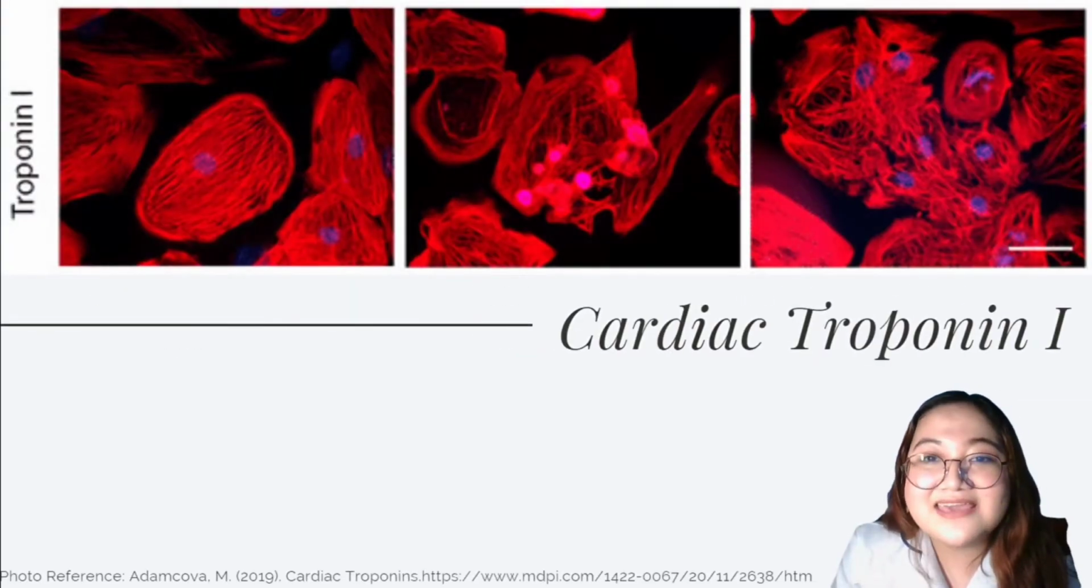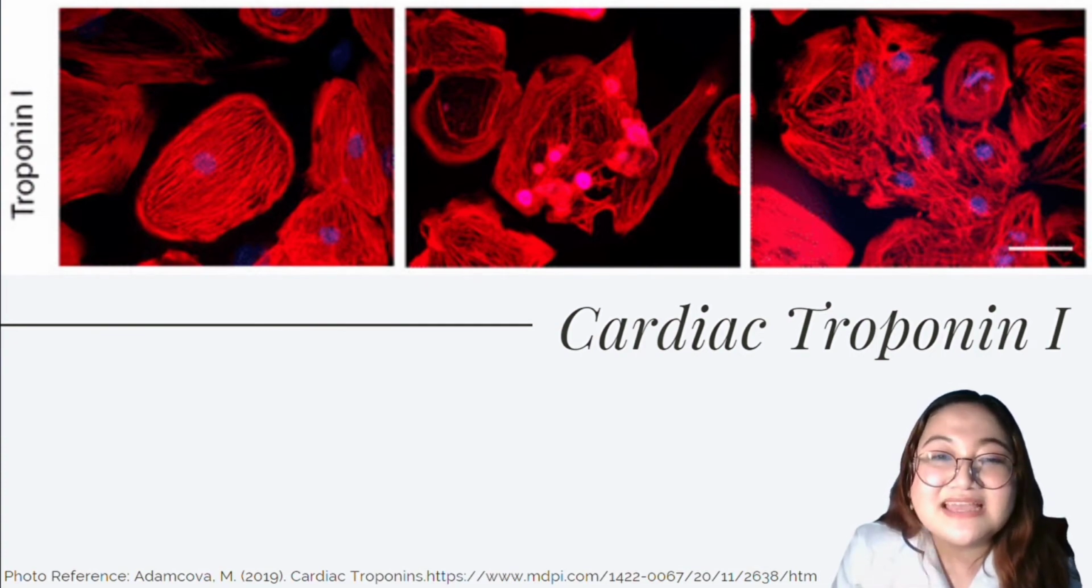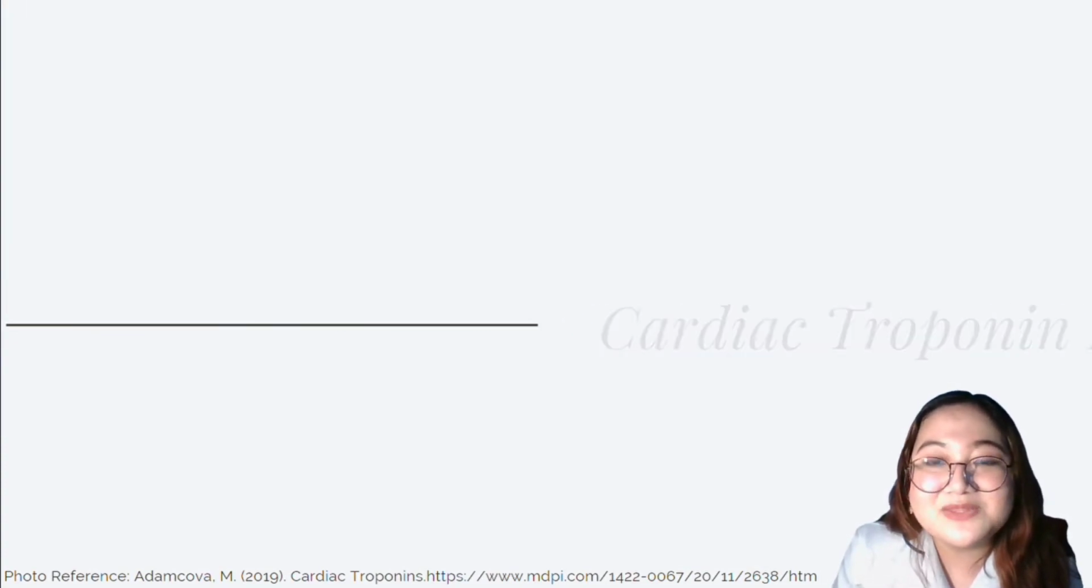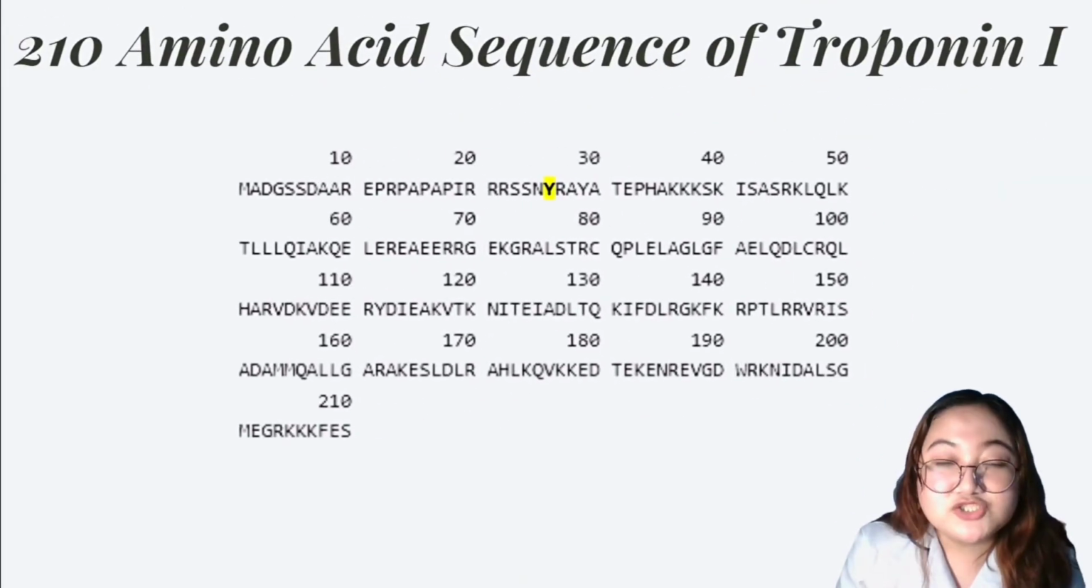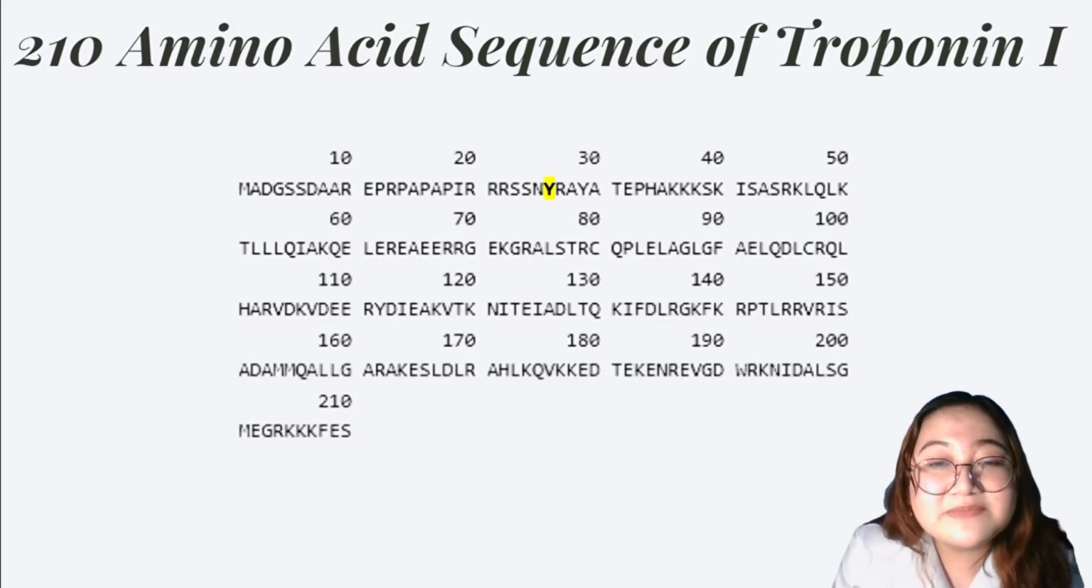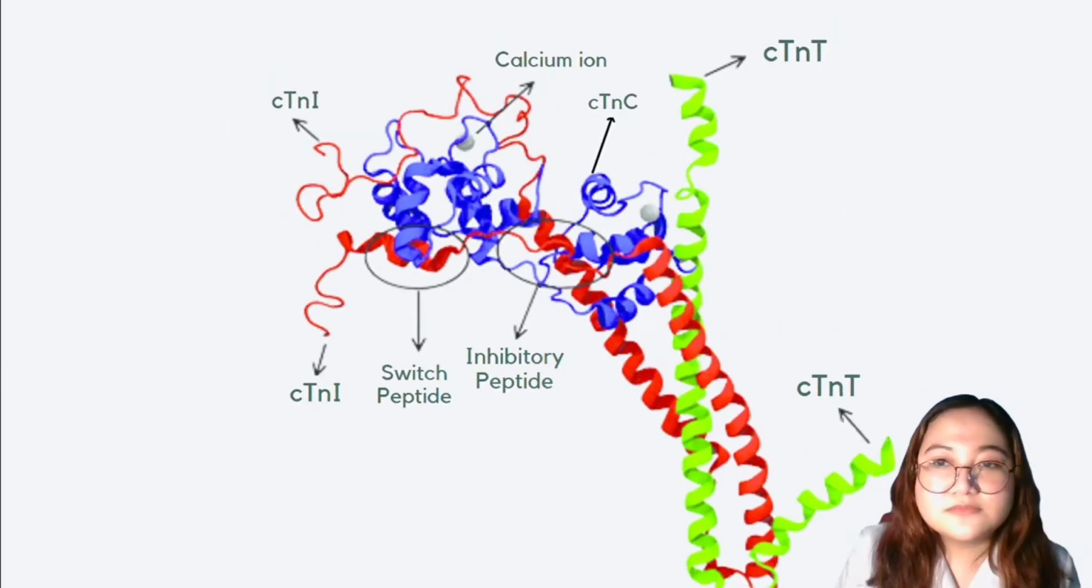Cardiac troponin I is a muscle protein with a molecular weight of 24 kilodaltons and consists of 210 amino acid sequences. Troponin I differs from other troponins due to its N-terminal extension of position 26 amino acid. As you can see from the screen, the highlighted Y is amino acid 26, and on the left you can see the extension. This extension contains 2 serines in position 23 and 24.